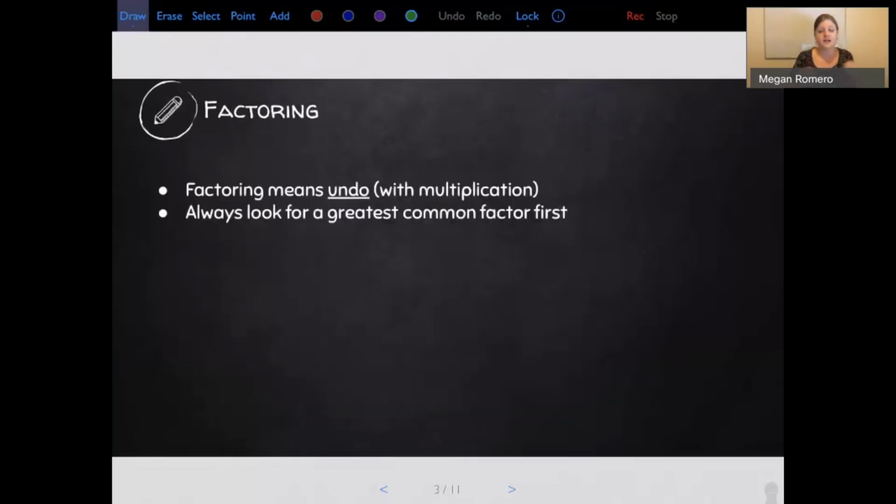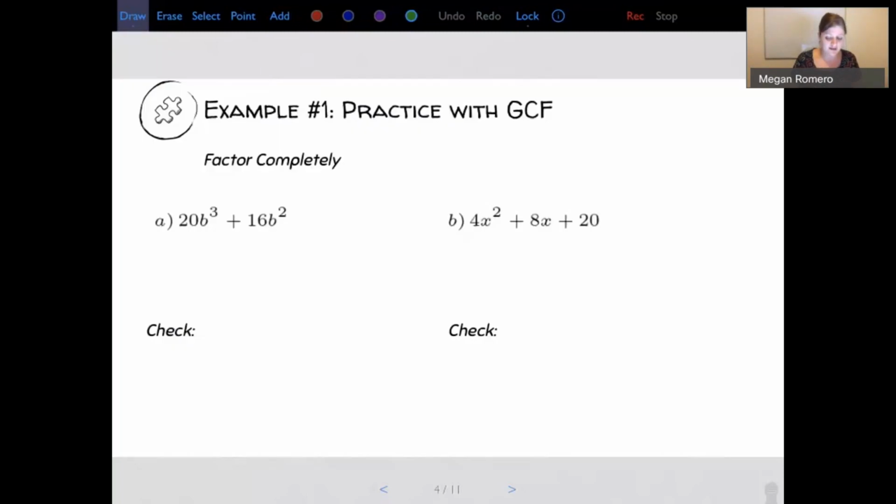Factoring essentially means to undo with multiplication. We always look for a greatest common factor first. So some practice with that. With greatest common factor, or GCF, factor completely. Part A, 20b cubed plus 16b squared. When you're looking for a greatest common factor, you're looking at both the greatest common factor between the numbers and also the variable. In this case, between 20 and 16, our greatest factor, or the biggest number that goes into both of them, is 4.